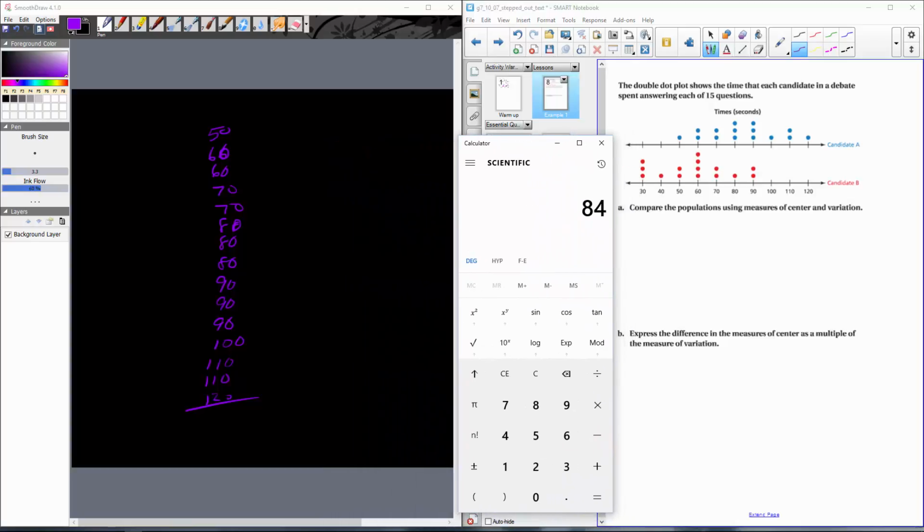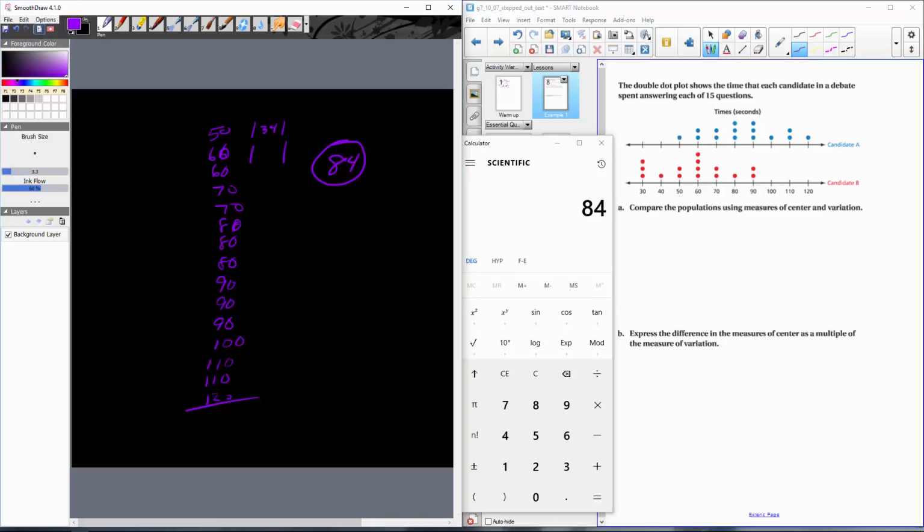I'm going to write this down. So I have 84 is my mean. Now, in order to figure out the mean absolute deviation, I have to actually go through each of these numbers, and I find the absolute value between 84 and 50. So like I'll take 84 minus 50, and I get 34. And all these numbers will be positive, because it's the absolute value of them.